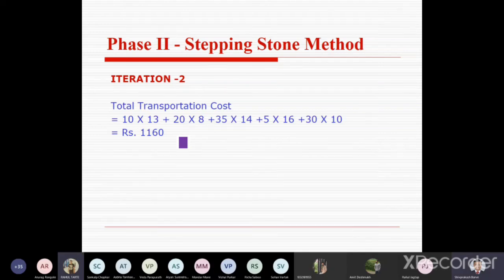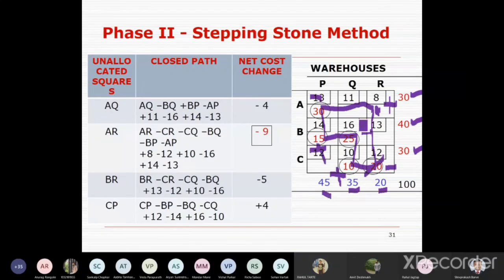Sir, can you explain how you took the loop? I didn't understand. Took the loops? Yes, sir. Here, in this one, you see the loop, how I have taken the loops.